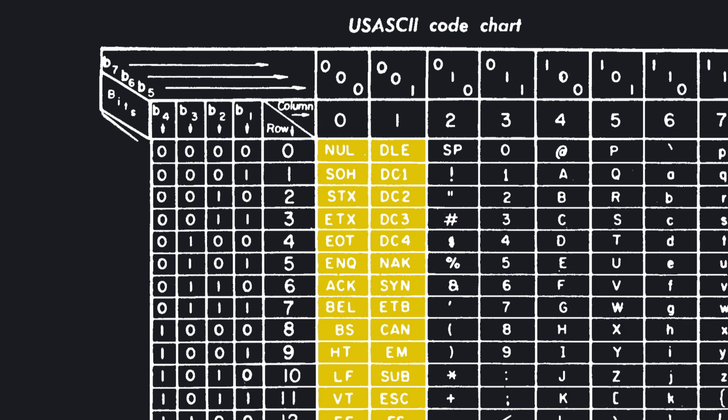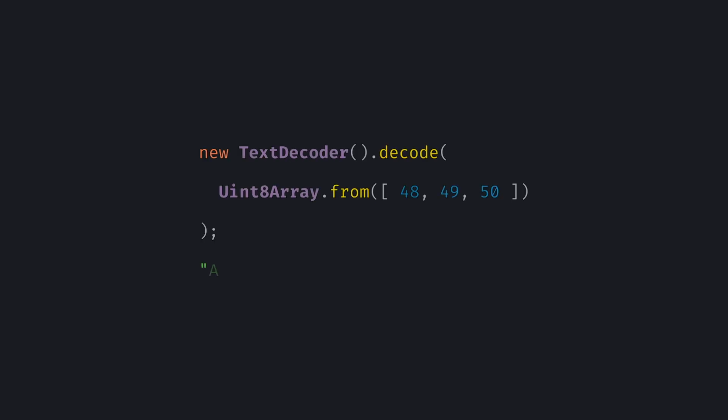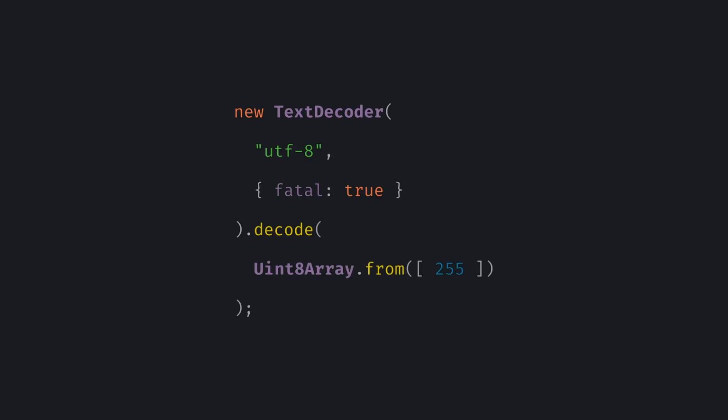0 is null. The first 31 characters are meta characters. They won't show up on the screen. 27 is escape, 10 is a line feed, and 7 will make your terminal ding. The TextDecoder constructor can be passed a string to define the encoding to use, the default being UTF-8. If a character can't be decoded, it will return what's called a replacement character. You can force the decoder to throw in this kind of situation.